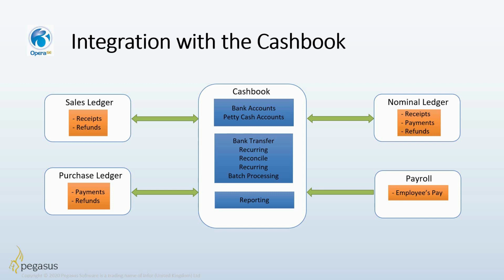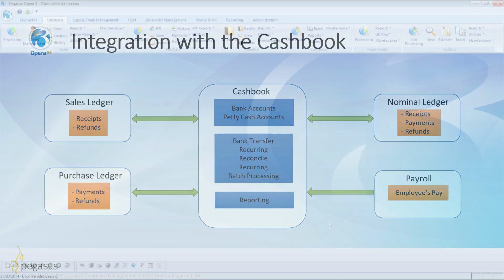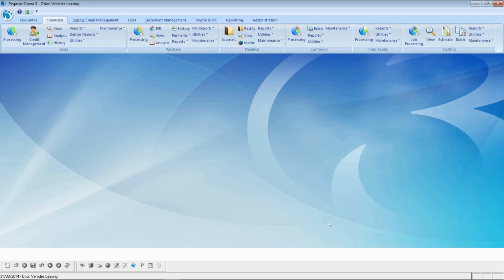Okay, let's hop across into Opera 3 and let's have a quick look around the Cashbook application. And let's see some of the major features that make this such a useful tool for any type of business to use. Now remember, the Cashbook is designed to give you much tighter control over your bank accounts and provides up-to-date information on any number of bank accounts and petty cash accounts that you've created.